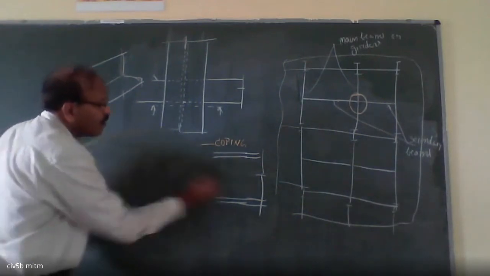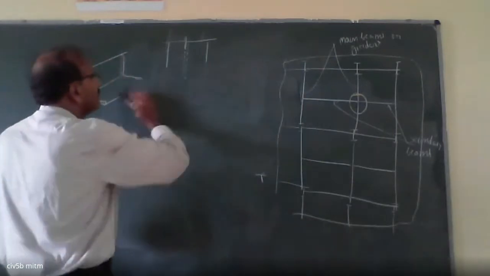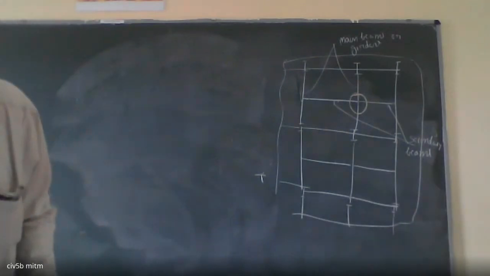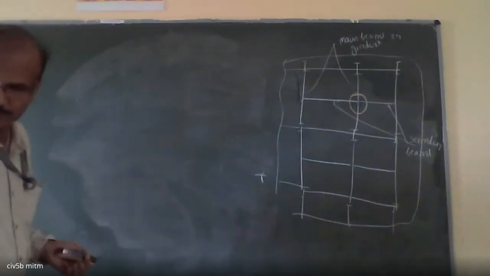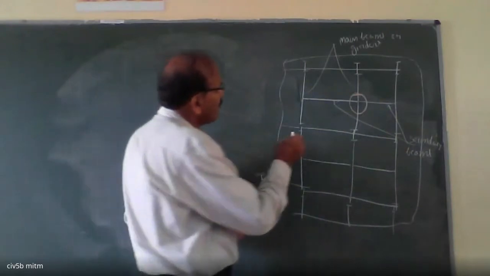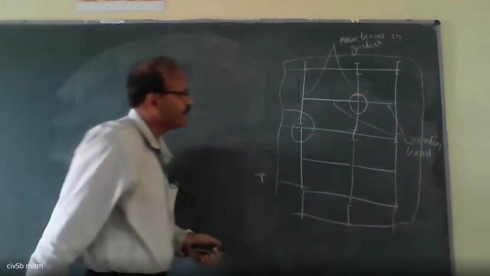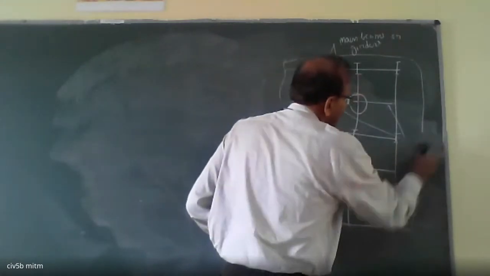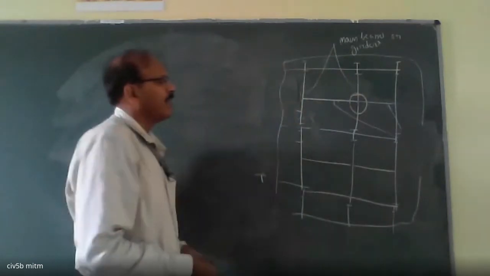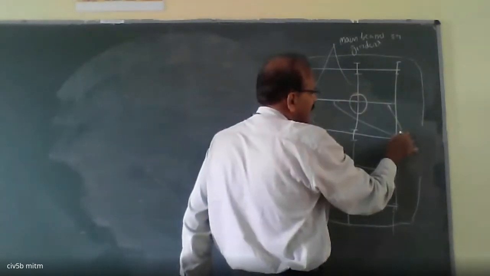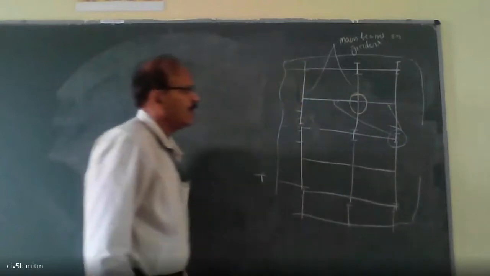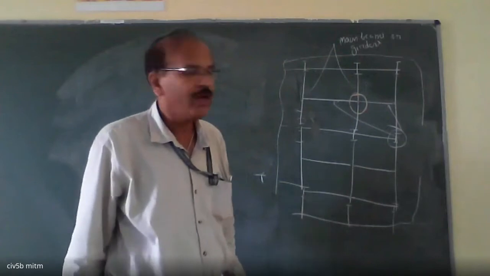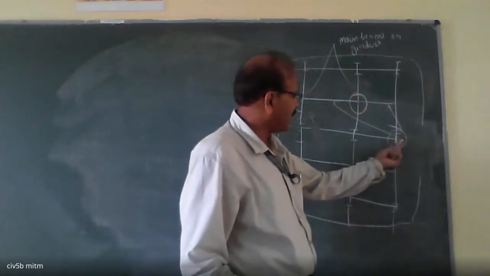Next, we'll go with beam to column connection. So beam to column connection, how is it done? I'm going to show only one side, it is just a repetition. So let us assume that this is the end column. Okay, so I'm going to show the connection here.